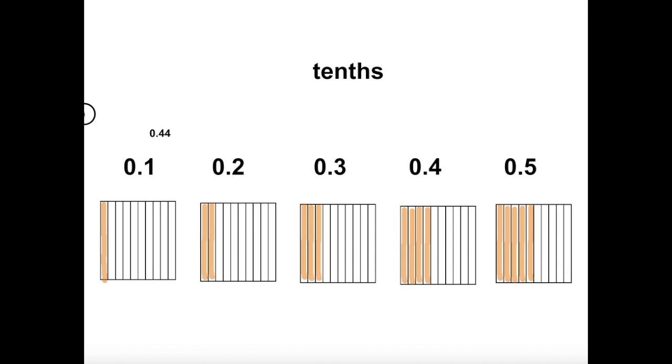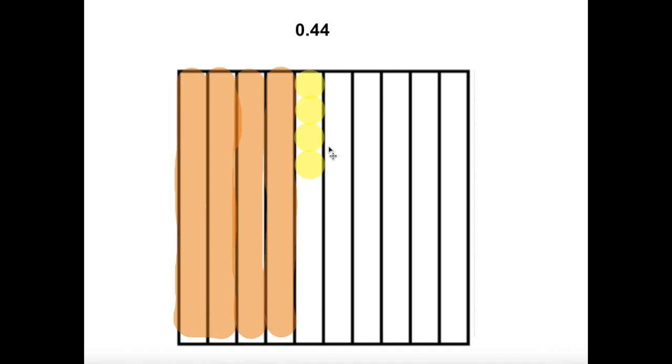Well, clearly it's more than 1/10, it's more than 2/10, it's more than 3/10, it's more than 4/10, but it's not more than 5/10. So we know 44 hundredths lies somewhere between 4/10 and 5/10. And you can see that very clearly on our unit square grid here. We have 4/10 colored in, but not quite all the way to 5/10. So the question is, is it closer to go back to 4/10, or is it closer to color in all the way to 5/10?